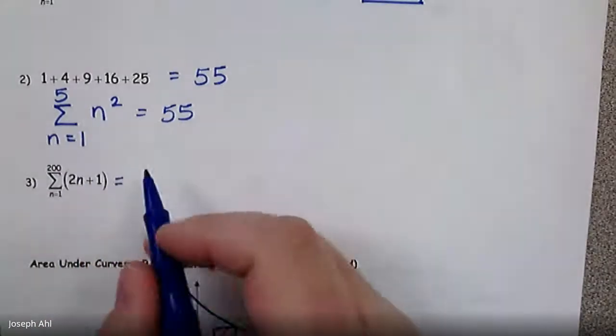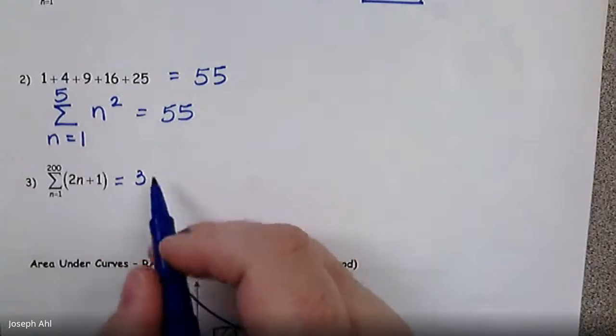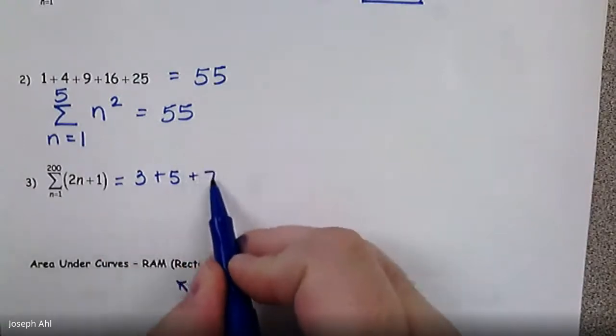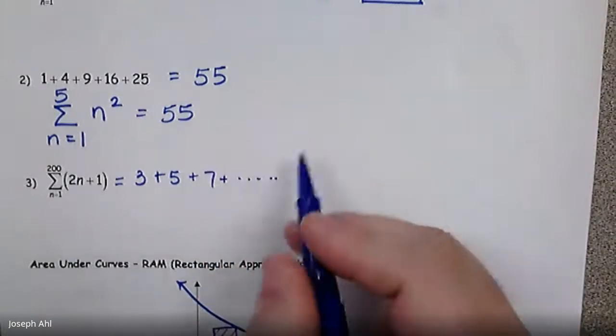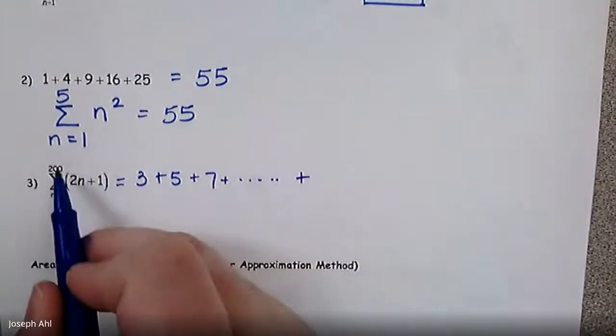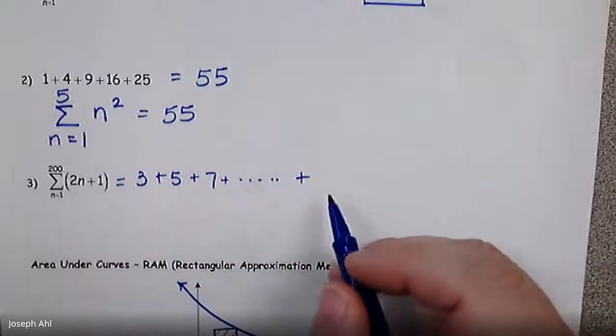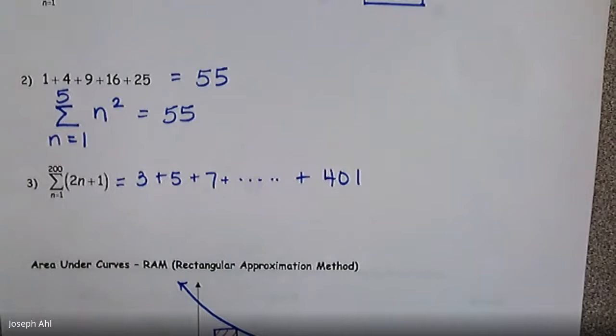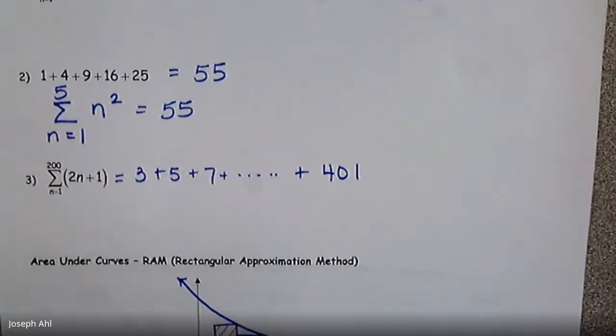When I plug in 1 for n, we get 3. When I plug in 2 for n, you're going to get 5. And when I plug in 3 for n, you're going to get 7. And those are going to increase by 2 all the way until the last number I plug in for n, which is 200. 2 times 200 is 400, and then plus the 1 is 401. So how can I do this without a calculator?